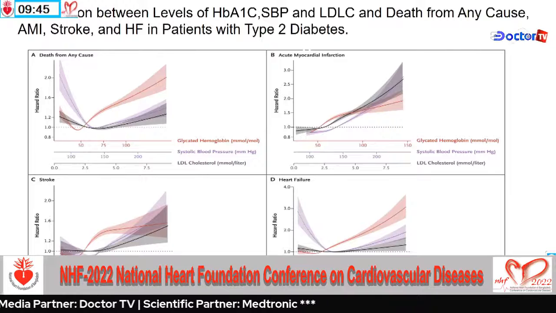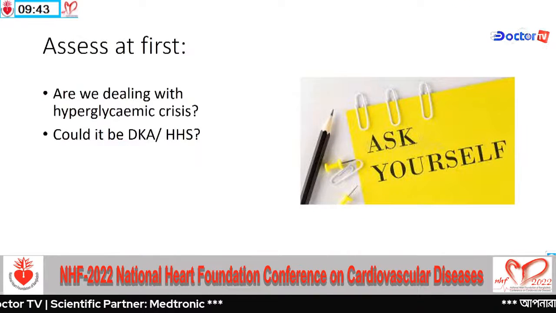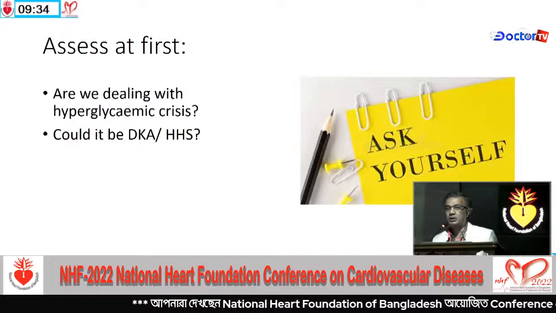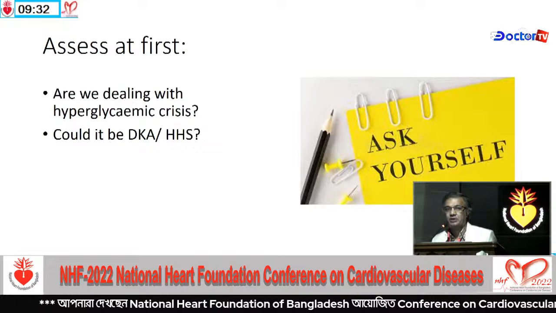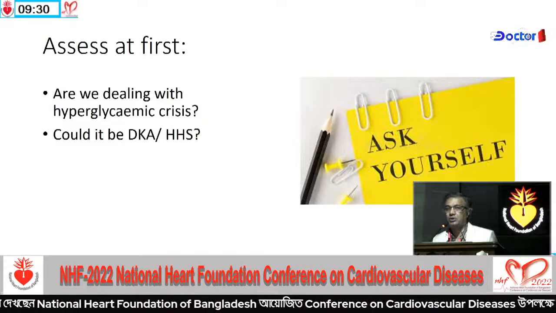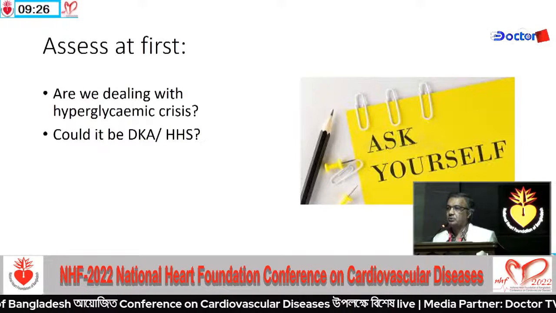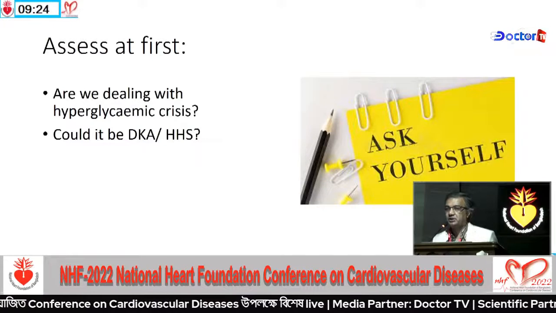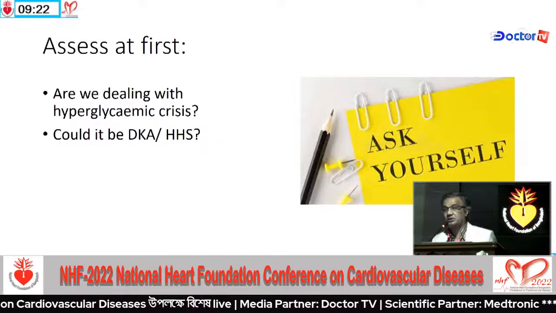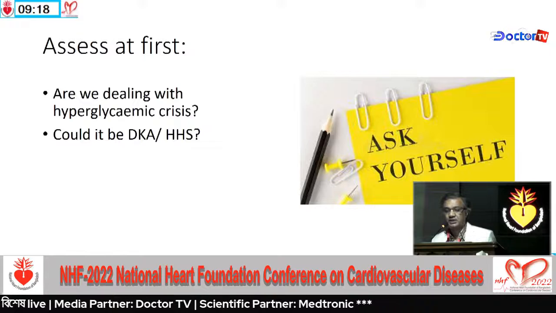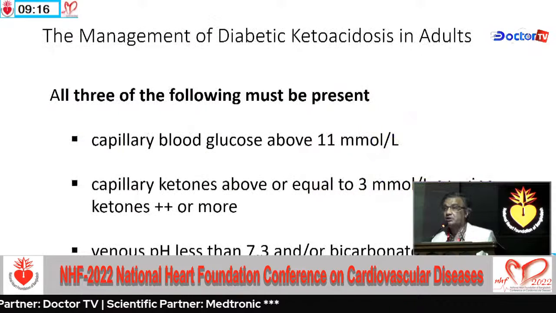So my plan, residing in a country like Bangladesh where economic constraints are really an issue, is that we have to plan ourselves how to deal with diabetics, not only follow the guidelines. When the patient comes to us, we have to know from the very beginning whether it is an emergency setup. Has the patient got some sort of acute hyperglycemic crisis, might be diabetic ketoacidosis or not?